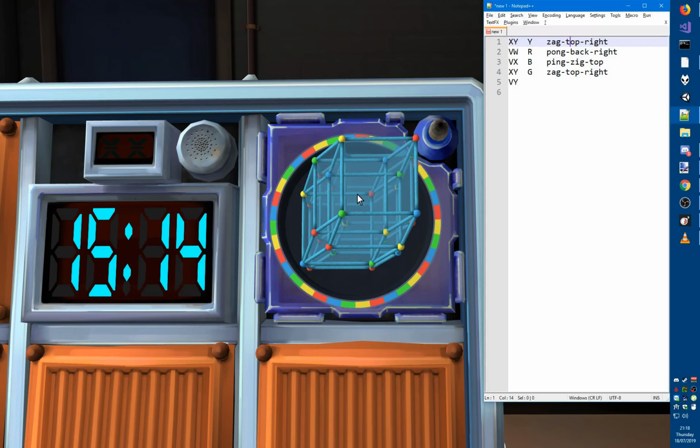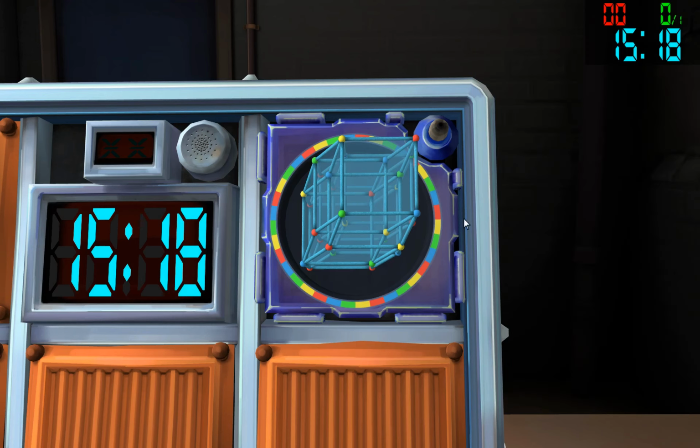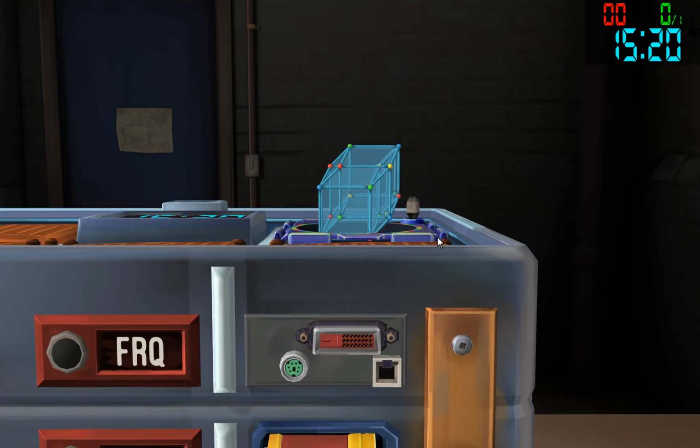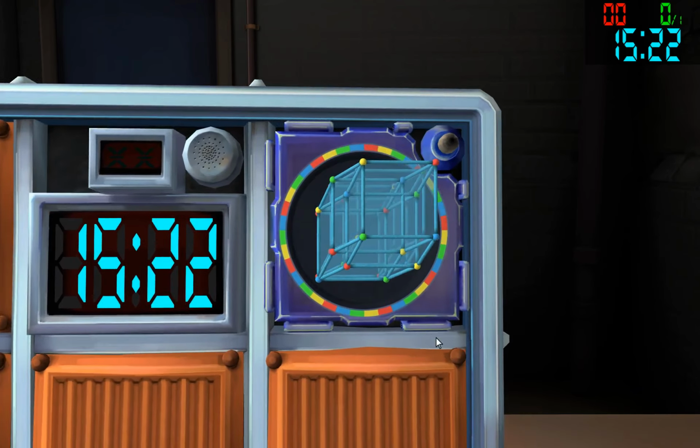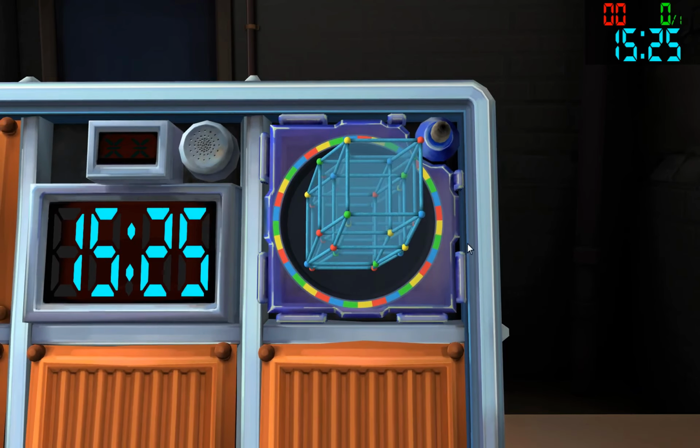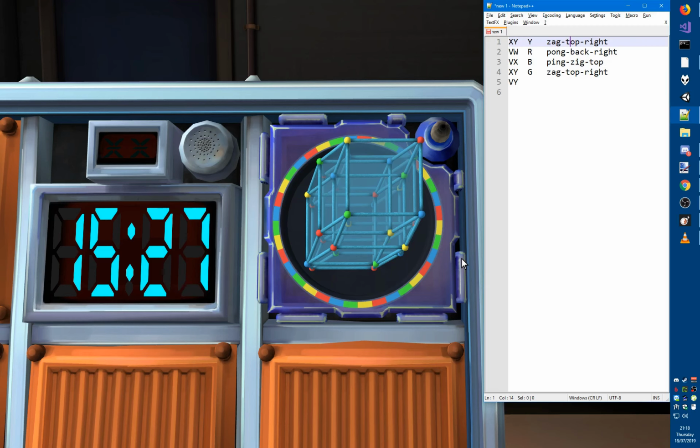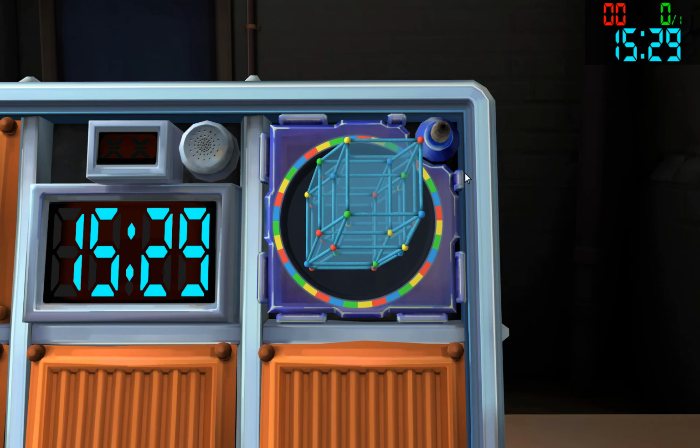Okay, so let's take a look at what this says. It says zag top right. Okay, so first of all, top means we're looking only at the vertices that we can see from the top, right? So not the ones that become hidden or overlapping. Then we look at right, so all of the vertices on the right, that's this part here.